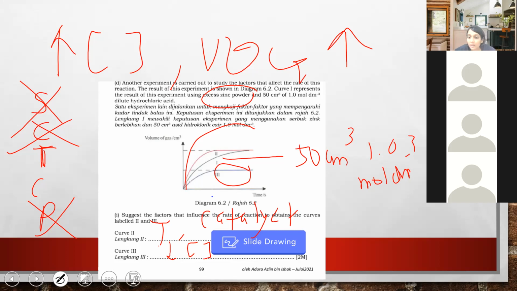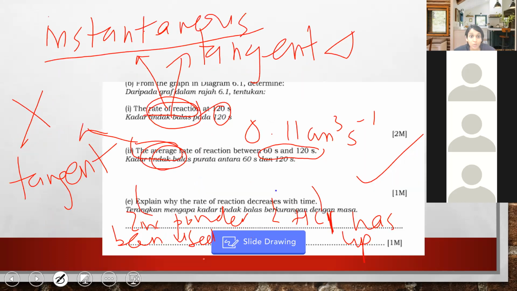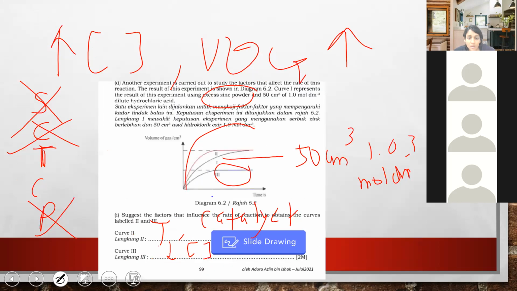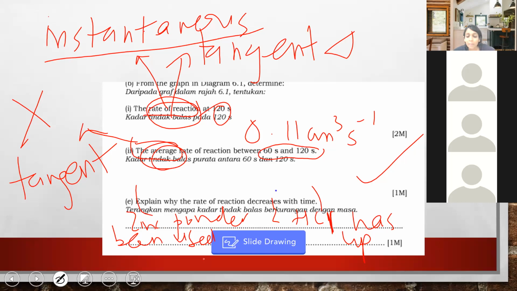Teacher, what is the correct way to explain the rate of reaction decreases with time? Which question are you asking, Zawawi? You mean the previous one? This question? Oh, wait. Zinc powder has... oh, you want to copy my answer? Yeah. Zinc powder and hydrochloric acid has been completely used up.